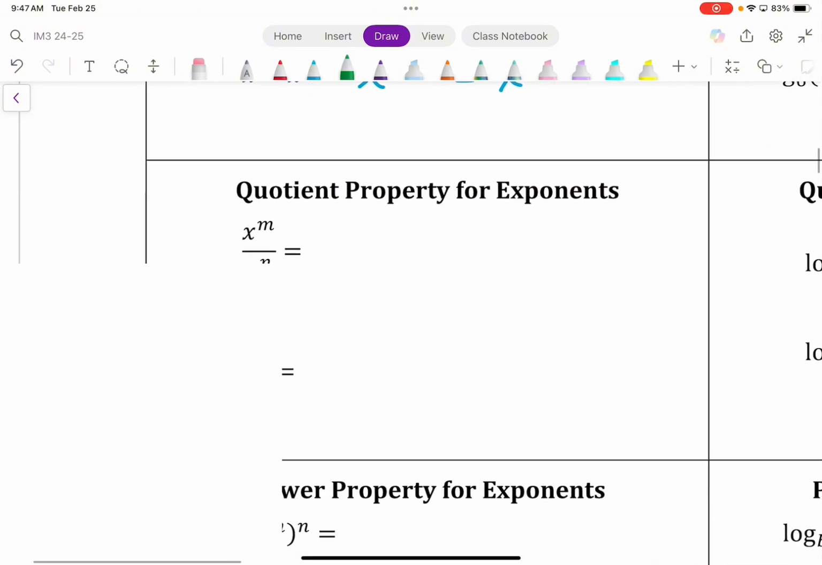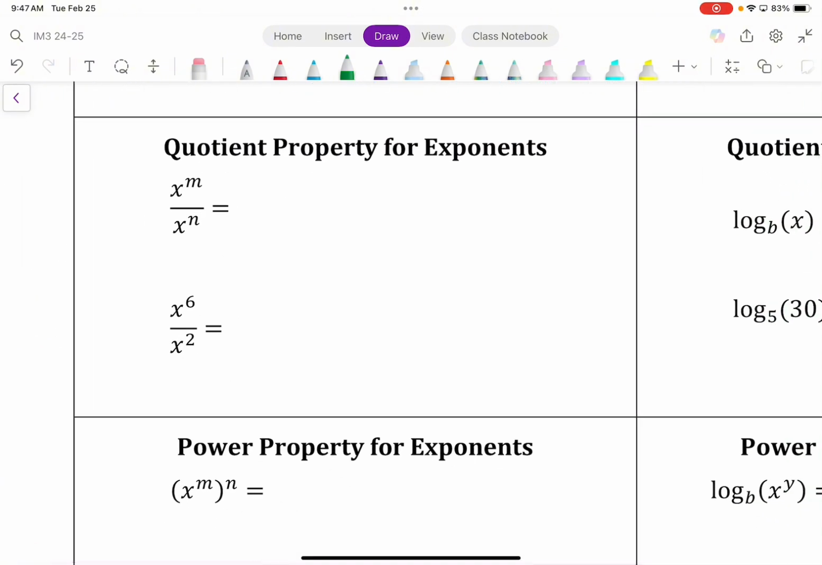All right, so then moving on to the quotient property for exponents. Now when we divide the same base, we saw last semester that we can subtract the exponents from one another. So x to the m minus n.